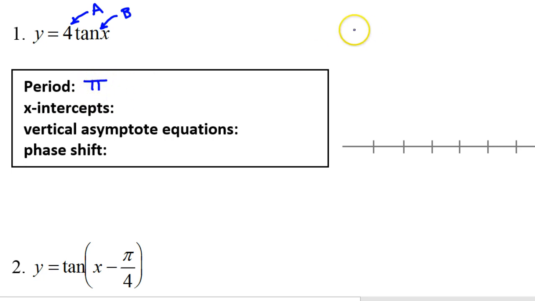So focus on that. Sine and cosine always had a natural period of 2 pi. But the tangent function has a period of only pi, so don't get confused on that. I will do the x-intercepts and the vertical asymptote equations at the end. But the phase shift. There is no phase shift because nothing's being added or subtracted here. If this was, for example, 4 tangent, and then we had x minus pi over 6, well then the pi over 6 would be a phase shift to the right. But that didn't happen, so phase shift, none.